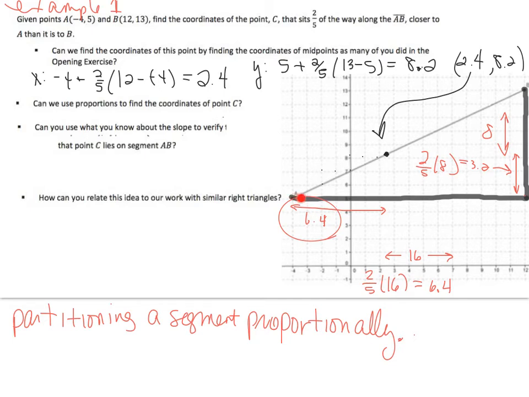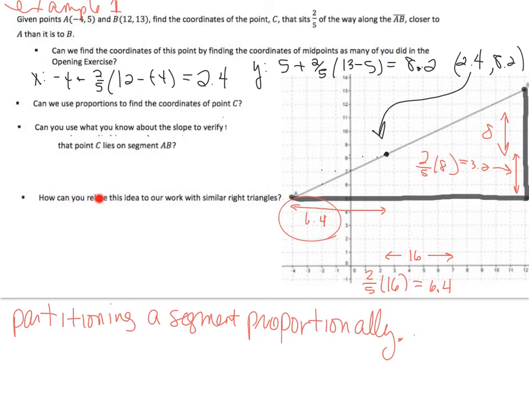So I can move over 1, 2, 3, 4, 5, 6.4, and then up half of 6.4, because that's my slope, 3.2. So I can verify it with the slope pretty easily. Maybe not the easiest method to use, but if slope makes sense to you, you can totally do that.